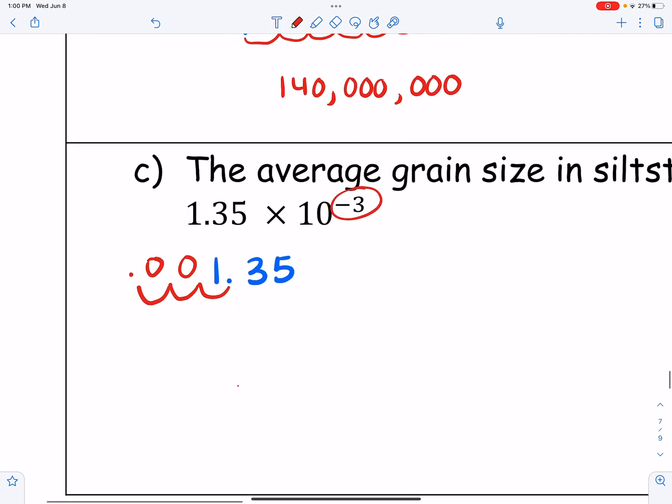So in standard form here, 1.35 times 10 to the negative 3 in standard form is 0.00135.